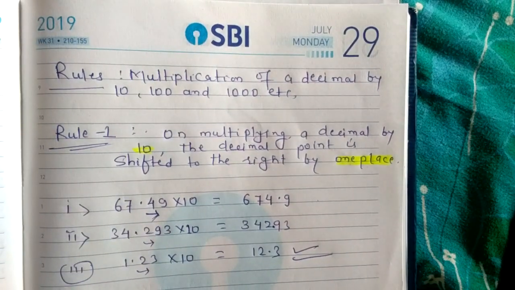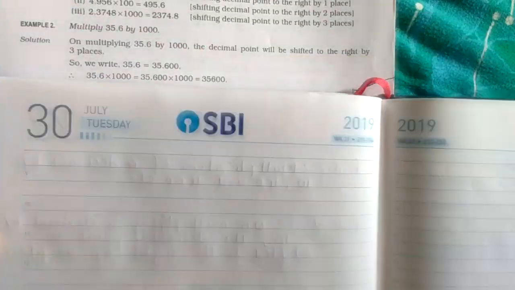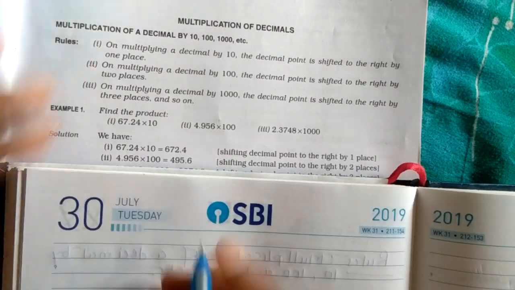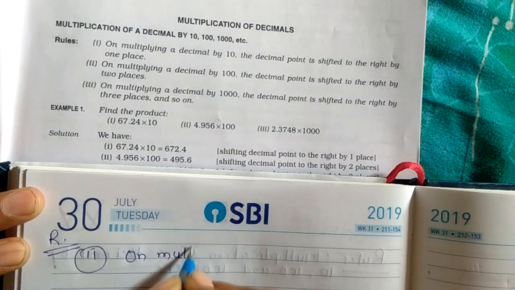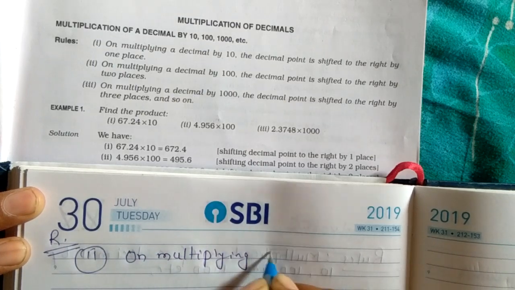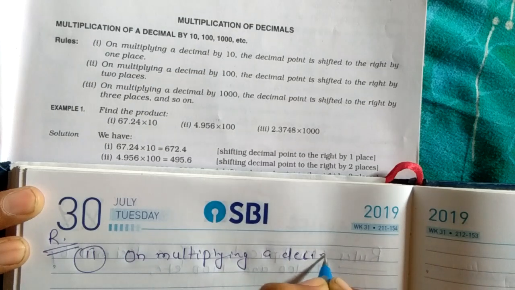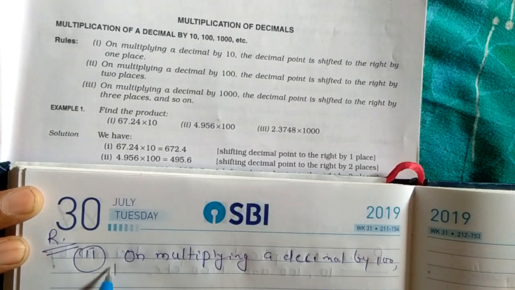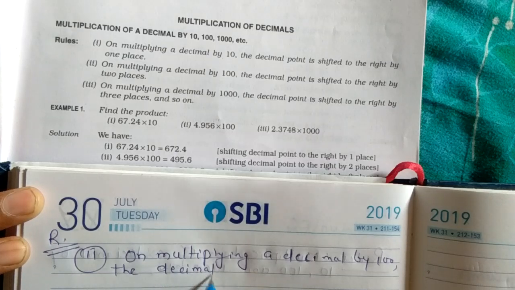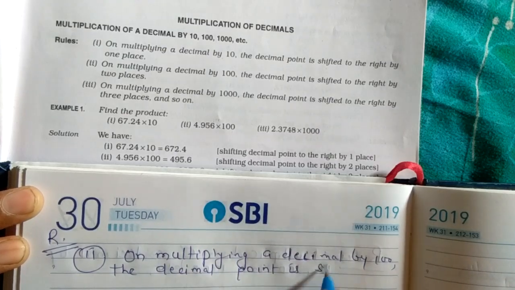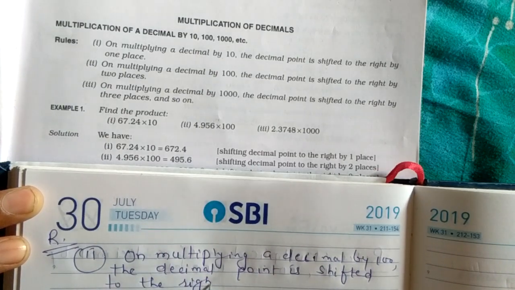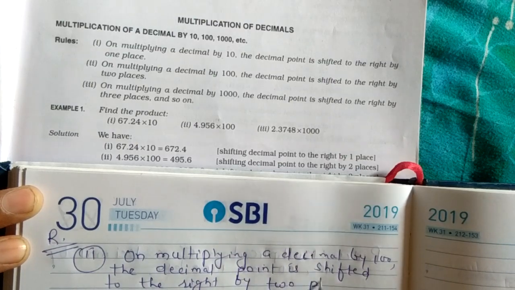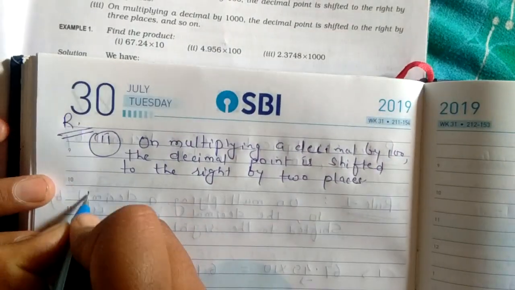I am telling you rule number 2. You see carefully. Rule number 2 is on multiplying a decimal by 100, the decimal point is shifted to the right side by 2 places, okay students. So I am taking some example. You see carefully.